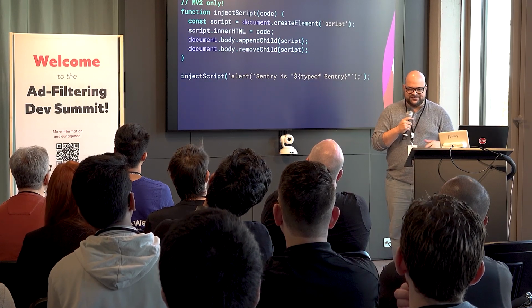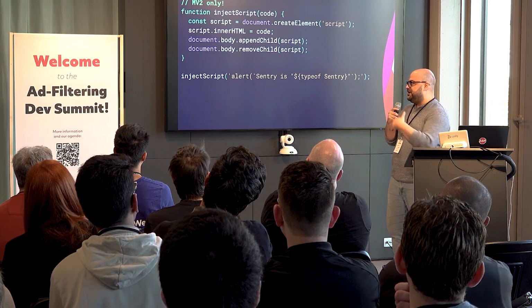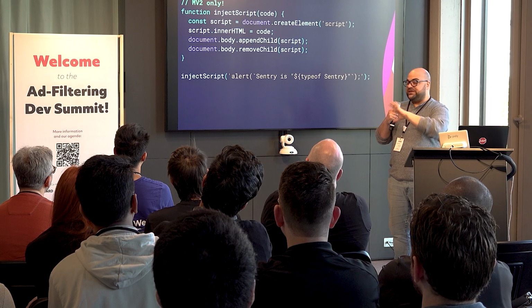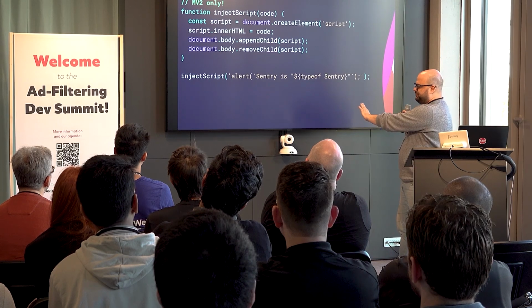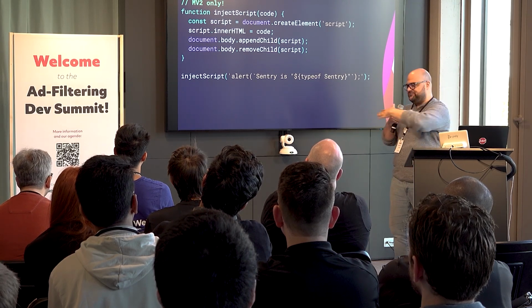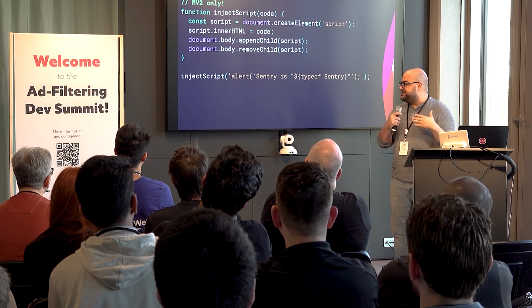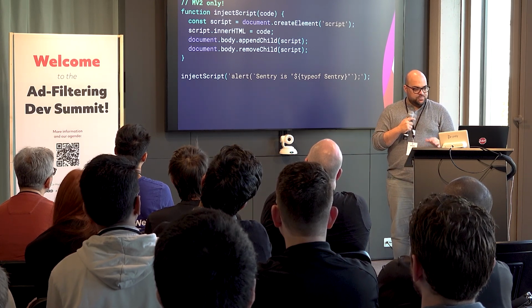There are a couple different patterns on how you can actually perform this, but this is a common one in the ecosystem. You create a script element, you assign it some bit of arbitrary code. Here we are in the inject script call, we have a string of content that we're going to inject as the script source, and then we add it to the document.